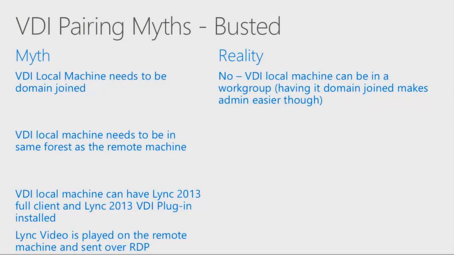The VDI local machine can be domain joined. It can be workgroup joined. Basically, it works as well either way. The reality is that if you do domain join your Windows thin client machines, then obviously you can use group policy to manage them. So there's a management advantage to doing that. But from a technical perspective, it does not need to be domain joined.